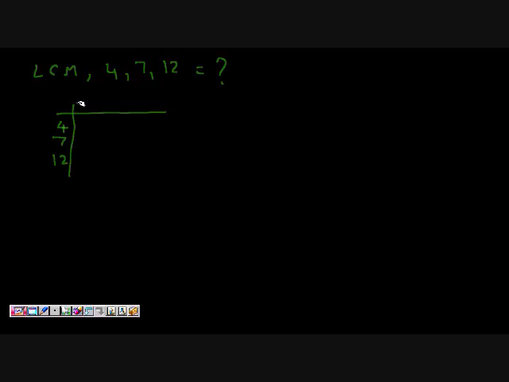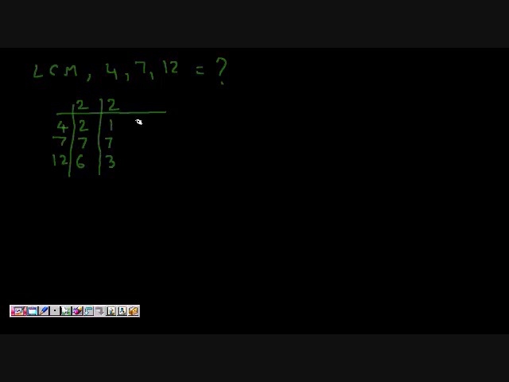That's the first prime number. Now 2 divides 4, so we get 2. 2 doesn't go into 7, so we just keep 7 as is. When you divide 12 by 2, you get 6. Now again we have 2 and 6, which are evenly divisible by 2, so let's use 2 again. 2 goes into 2 one time, 7 we keep as is, and 2 goes into 6 three times. Now there are no more numbers which are divisible by 2.